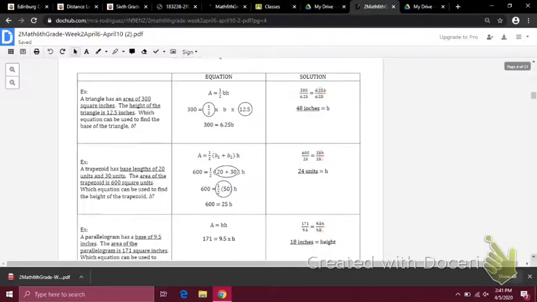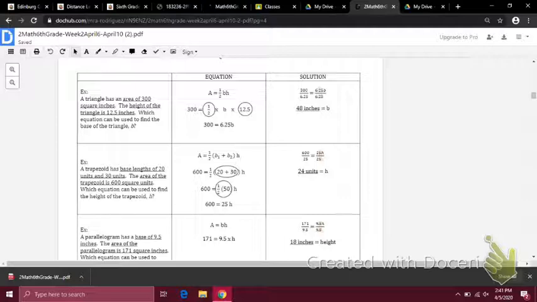Okay, so if you look at this first example, this one talks about a triangle and it's telling you it has an area of 300, so you already know the area. It's also telling you the height is 12.5. What they want you to look for is the equation that can be used to find the base. So you're looking for the base. Now they did this in 2 steps for you.